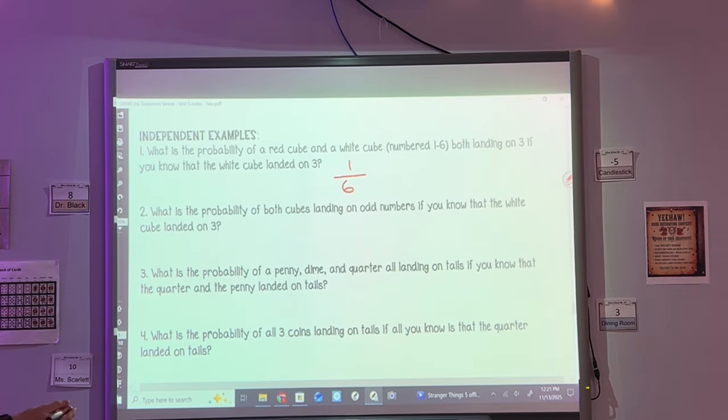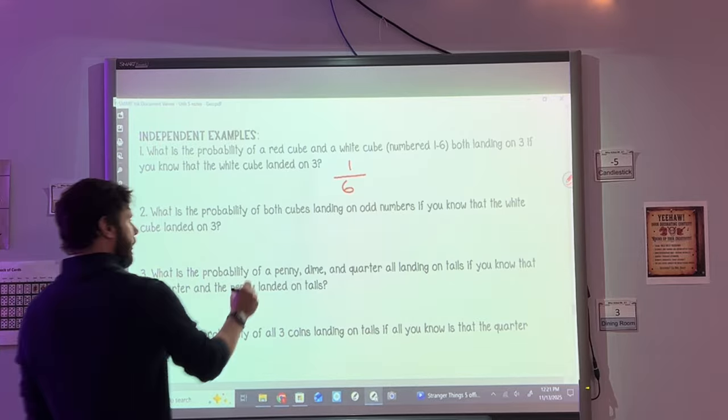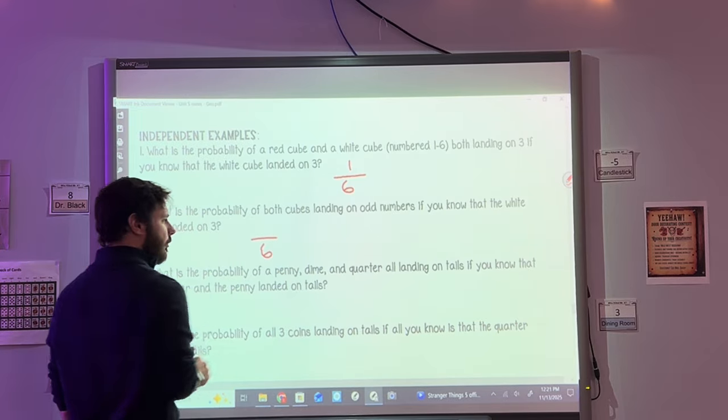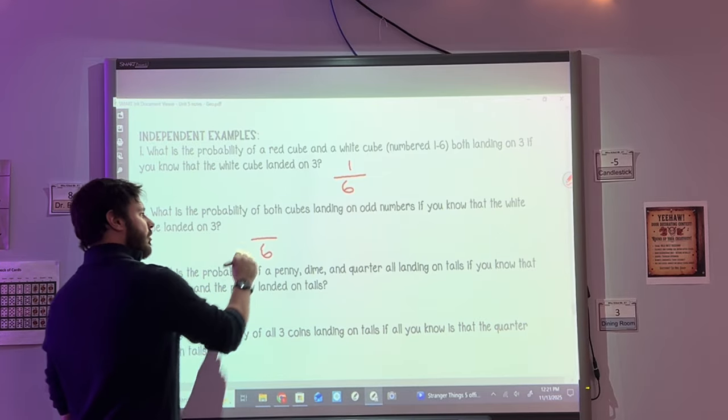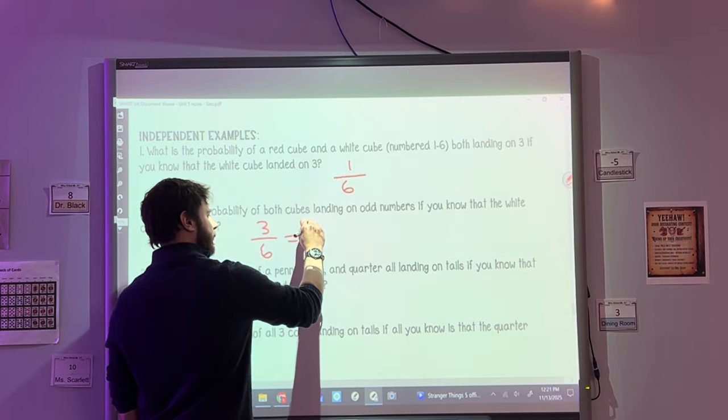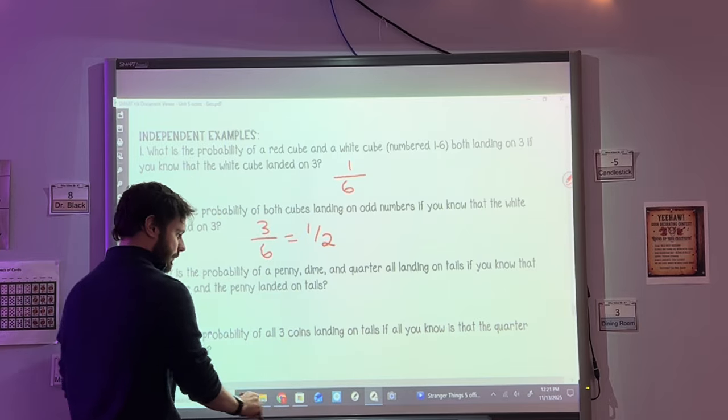What's the probability of both cubes landing on odd numbers if you know that the white cube landed on 3? Again, red die don't care what the white cube did. There are 3 odd numbers for the red cube, so a half.